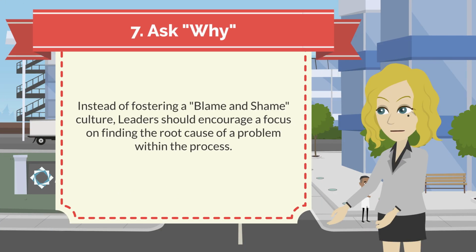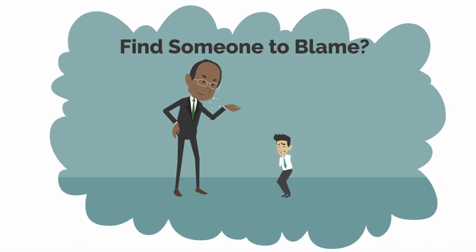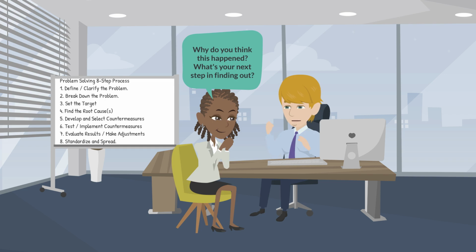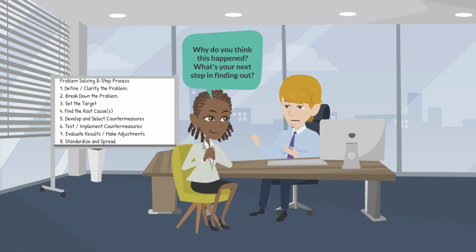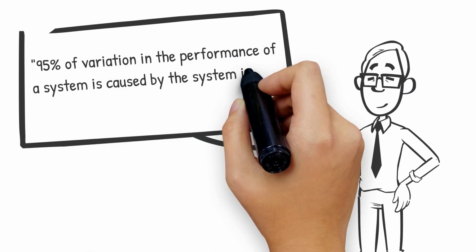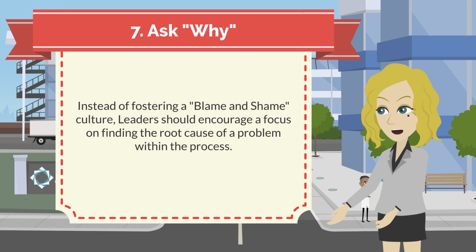Number 7. Lean leaders must ask why, instead of who. When something goes wrong, a traditional leader tends to ask, "Who did this?" Once we know who did it, we can take corrective action. Maybe retrain or discipline them. However, the right question to ask is, why did this happen? The goal is to find out the root cause and then use countermeasures to eliminate it. Deming said that 95% of variation in the performance of a system is caused by the system itself, only 5% is caused by the people. So, the focus should be on improving the process rather than finding people to blame.